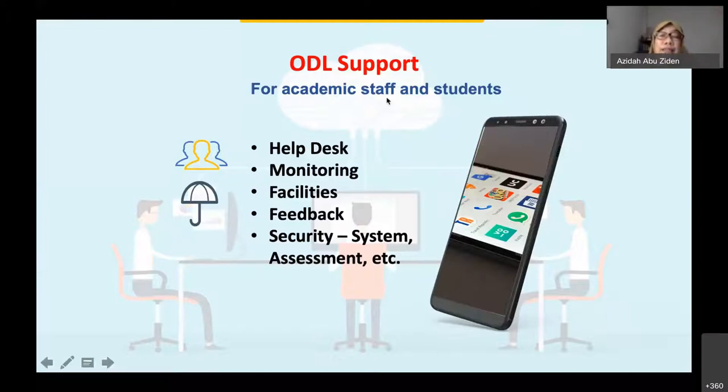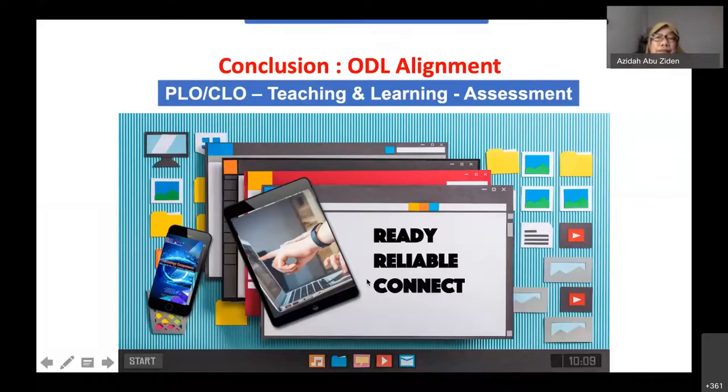So the ODL support is not only technical support. It also includes the exam unit, for example, the exam unit will prepare the documentation, the exam procedure, and so on. How the ODL students can access and so on. So it's very comprehensive. All right. So let me just skip this one first.